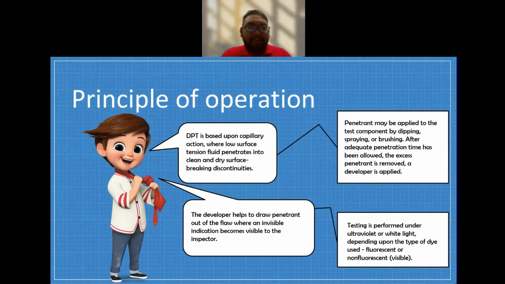The principle of operation of DPT is based upon capillary action, where low surface tension fluid penetrates into a clean and dry surface breaking discontinuities. Penetrant may be applied to the test component by dipping, spraying, or brushing. After adequate penetration time has been allowed, the excess penetrant is removed and the developer is applied. The developer helps to draw the penetrant out of the flaw, where an invisible indication becomes visible to the inspector. Testing is performed under ultraviolet or white light depending on the type of dye used, fluorescent or non-fluorescent.